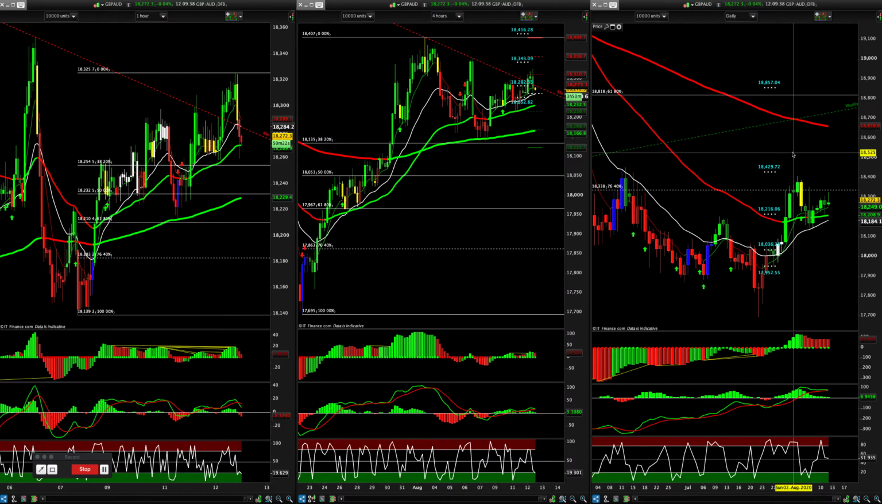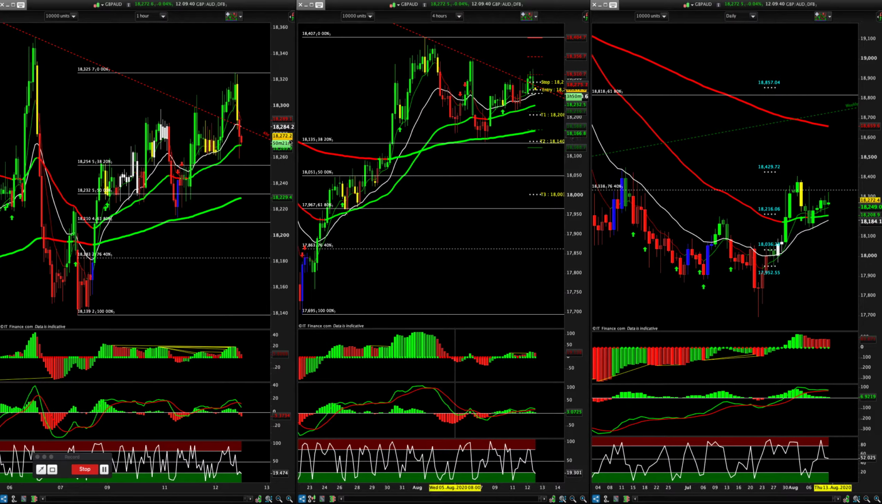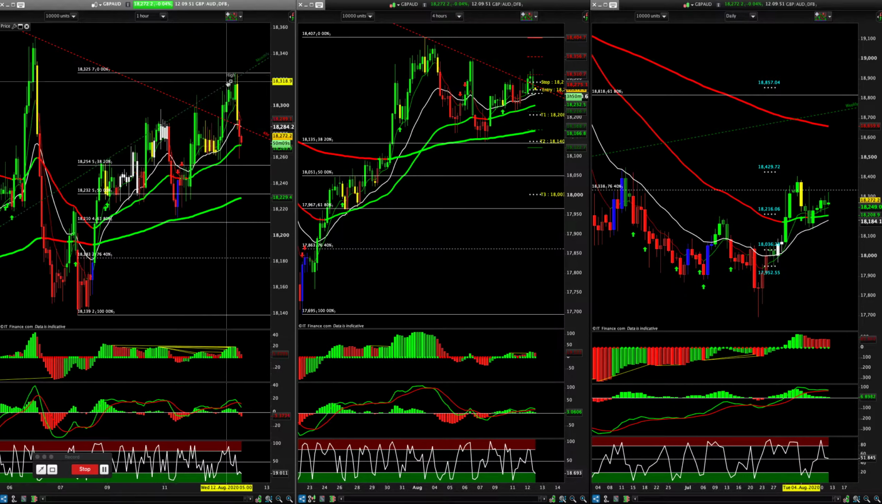Look at the pound Australian dollar. So we've basically gone up and we've stalled here. You can see that it's a sort of a channel that we're in. If you draw a trend line here, you can see it's a sort of a channel going that way.